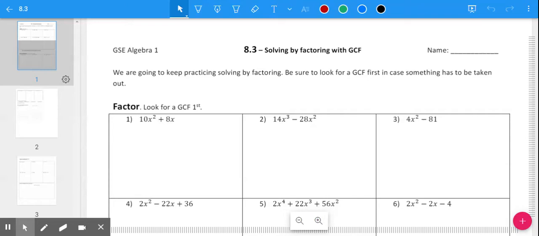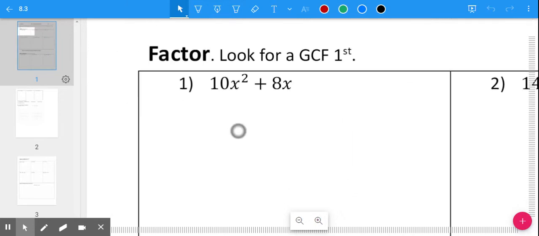This is 8.3, solving by factoring with a GCF. GCF is greatest common factor. So the first thing we need to do is look for what these terms have in common. So our first problem, we have 10x squared and 8x.